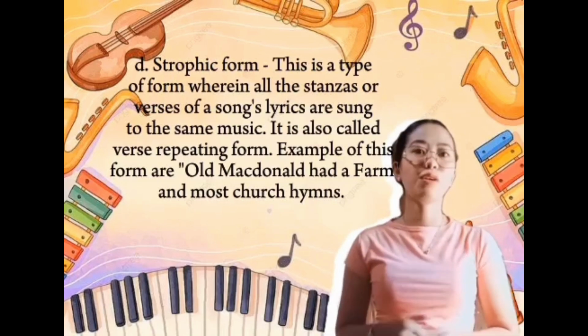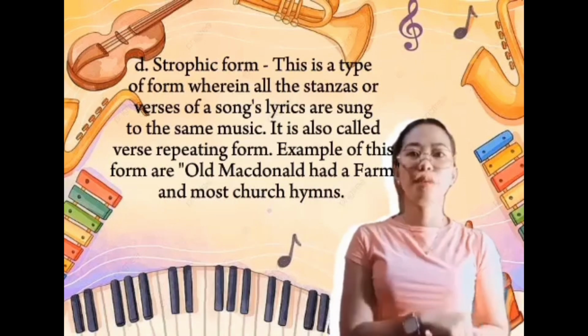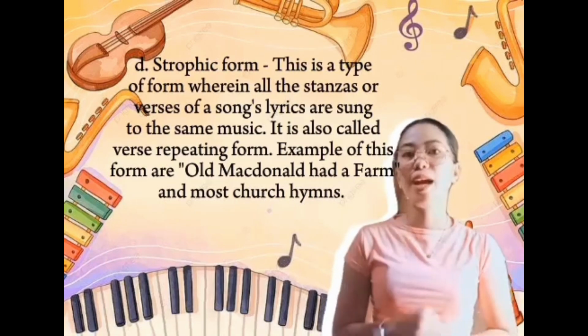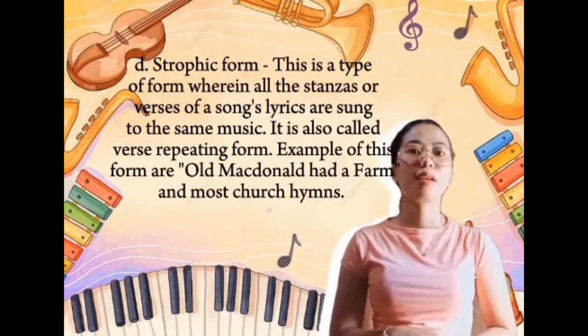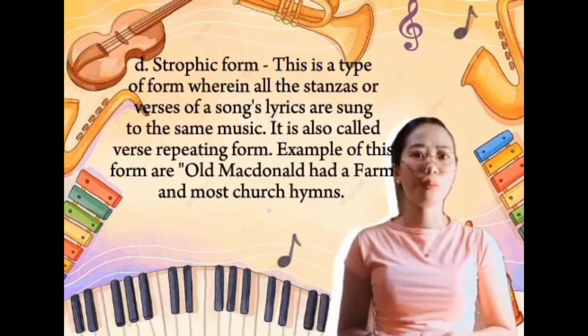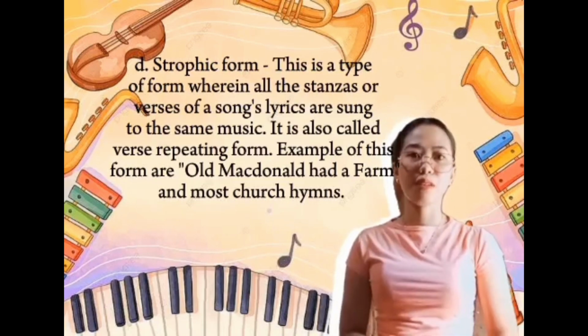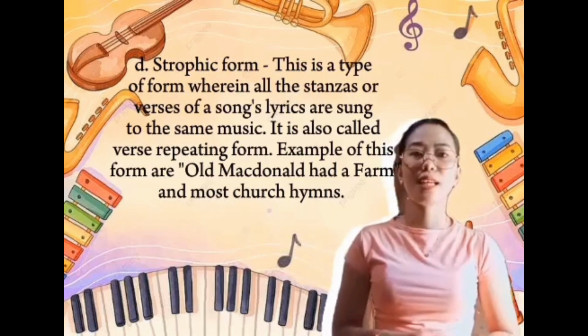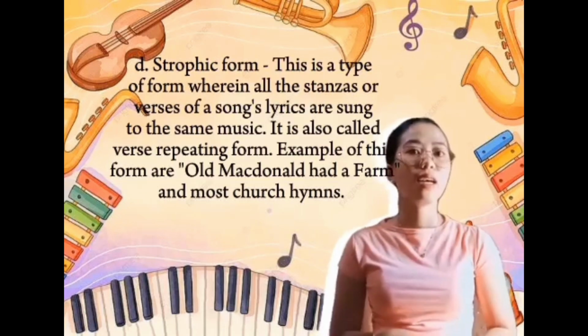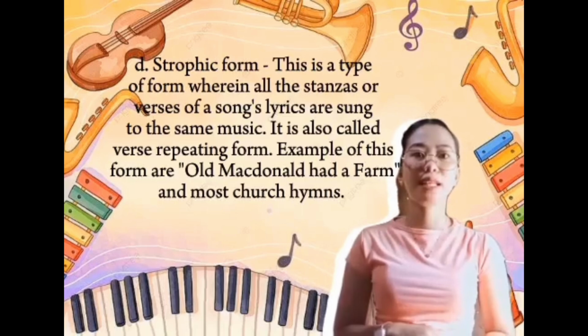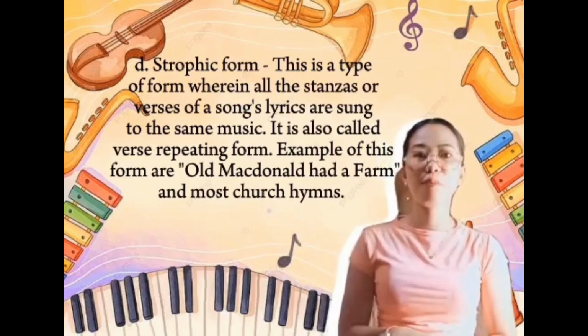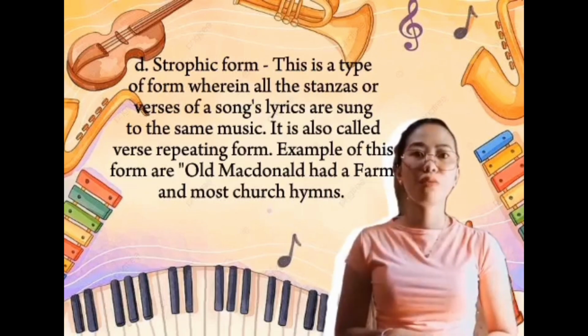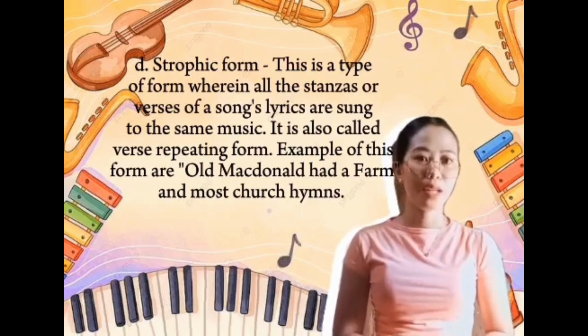An example of this form are Old MacDonald Had a Farm and most church hymns. In strophic form, the same music is repeated for each stanza or verse of lyrics, represented as AAA. This form is prevalent in folk songs, hymns, and ballads, where each verse is set to the same melody.